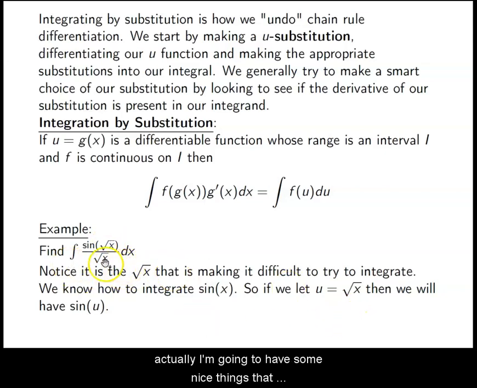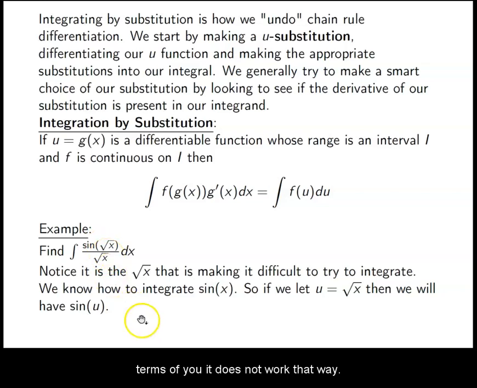But actually, I'm going to have some nice things that happen, because once I have my u, I also have to differentiate it to get this du. I also have to get rid of this dx. So it's not enough to just have x disappear by making this substitution. What about this dx? I couldn't have sine of u divided by u from this substitution and then still integrate with respect to x. That would not make any sense. I need to integrate with respect to u. So I got to change this dx to du. And I don't do that just by saying, oh, I'm going to just change these things out. This is a du now because everything's in terms of u. It does not work that way, right?